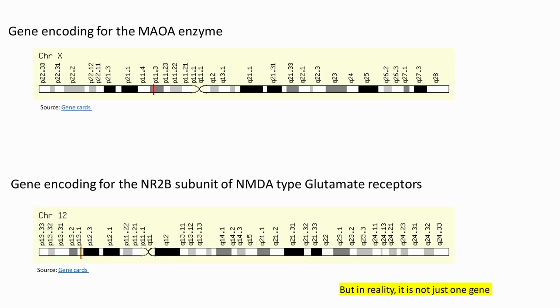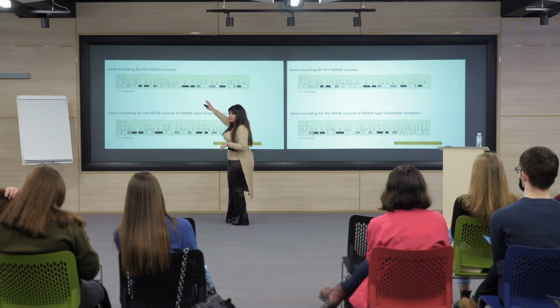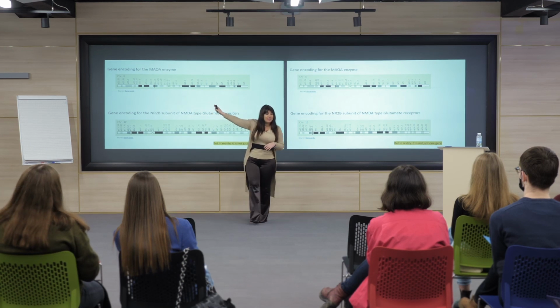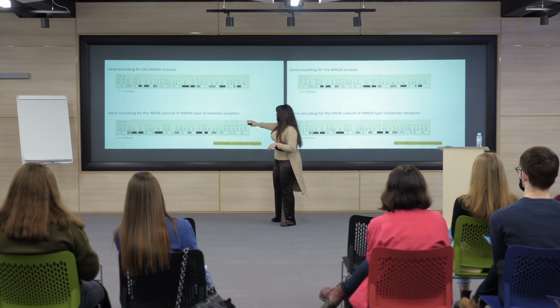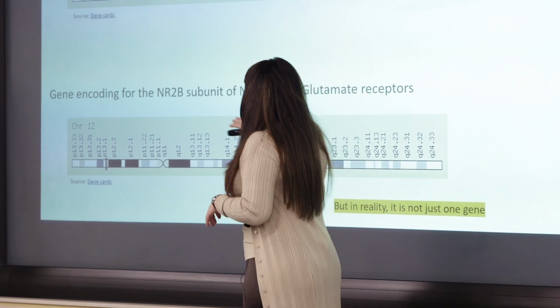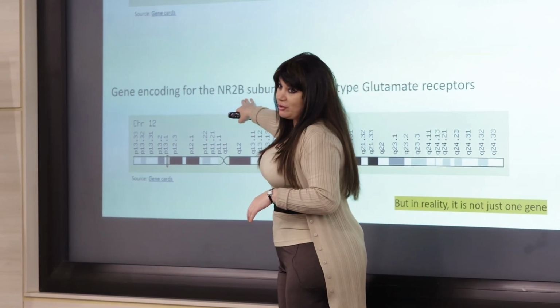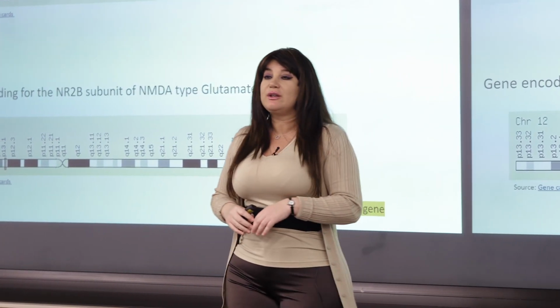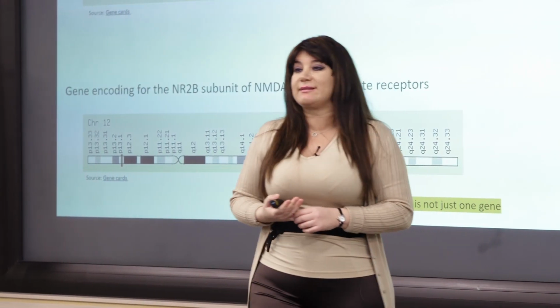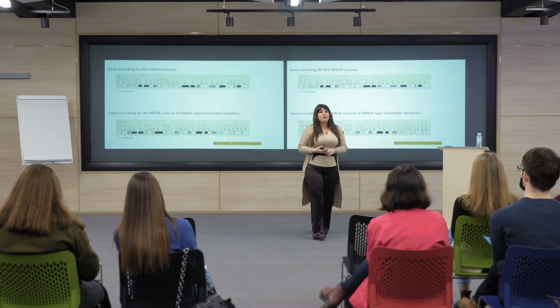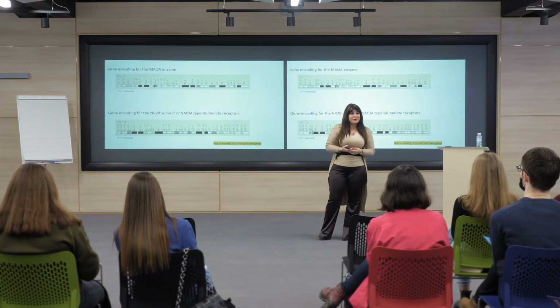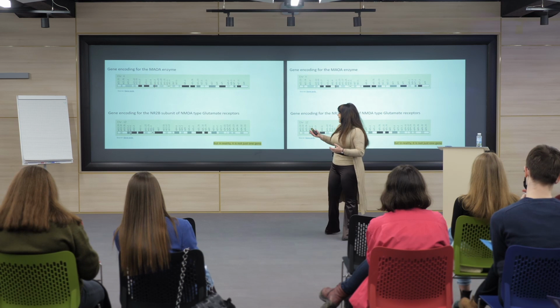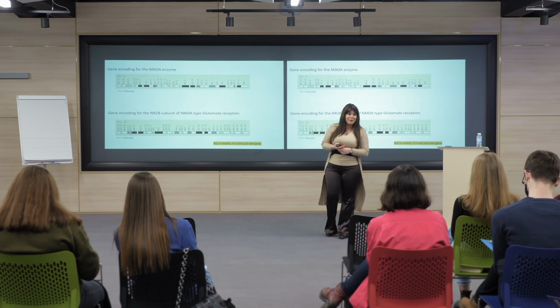So far, the only two genes I discussed, right? The first is the gene encoding the monoamine oxidase A enzyme, right? And the second one is the gene encoding the NR2B subunit of NMDA-type glutamate receptors. So what do you understand when I say that? That means there is a receptor, that is the glutamate receptor, its name, all right?